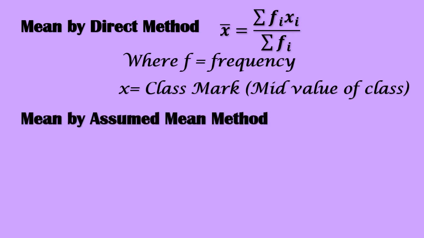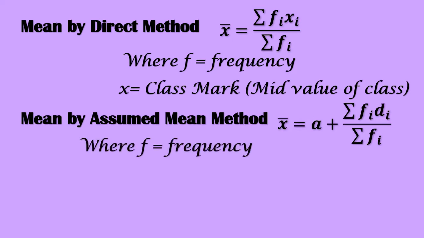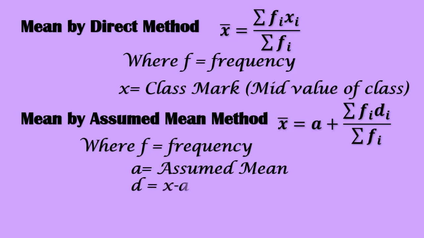Then mean by assumed mean method. Formula is a plus sigma fi di by sigma fi, where f is the frequency, a is the assumed mean, d is x minus a. So now let us go to the exercise questions. We will learn more.